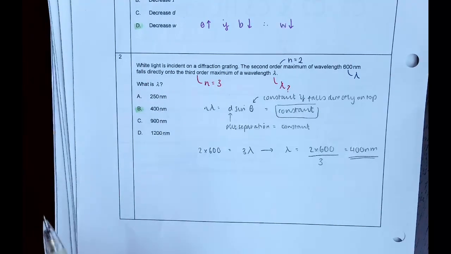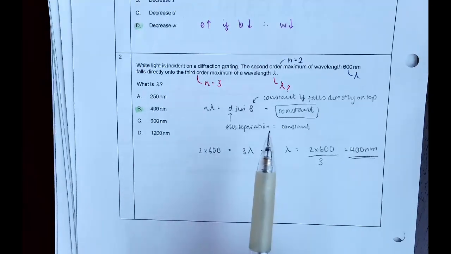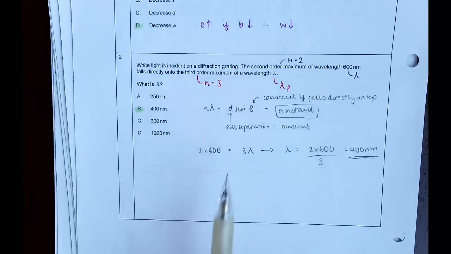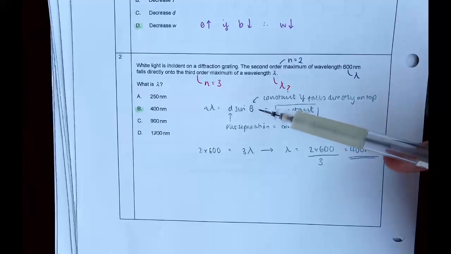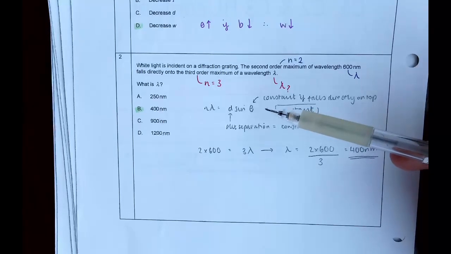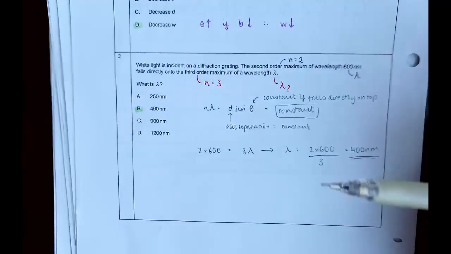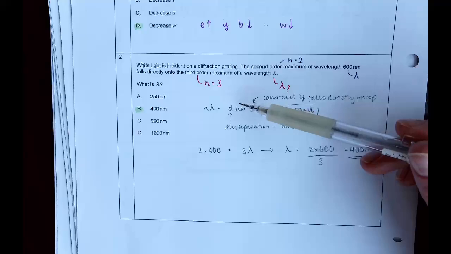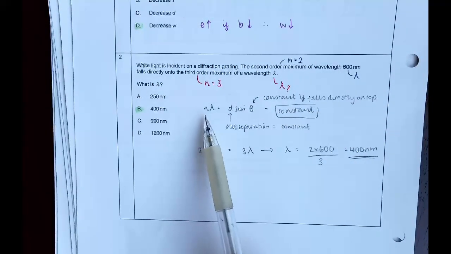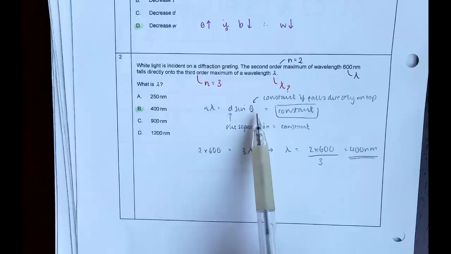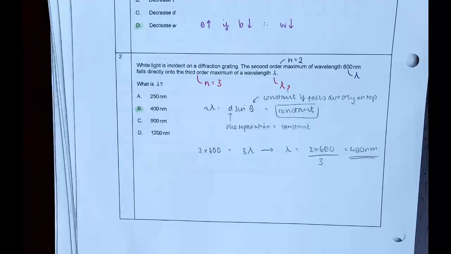That d would be constant because the diffraction grating hasn't changed, it's just the order of the maxima that you're interested in. For theta to be the same, which is what we've said has to be true if they're falling directly over each other, and the slit separation hasn't changed, the only two things that are changing are n and lambda, so the order and the wavelength that would produce that order at that particular angle. So n lambda must therefore be constant.